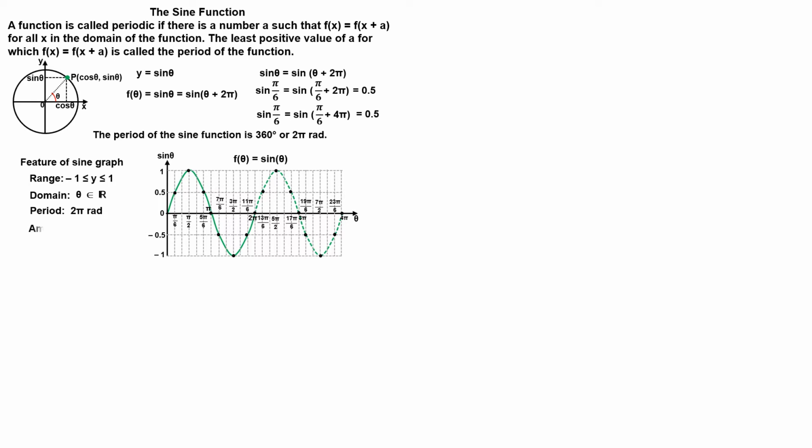Amplitude. The amplitude of the sine function is the distance between the horizontal axis, in this case the theta axis, to a maximum or minimum value. In this case, the amplitude is 1.